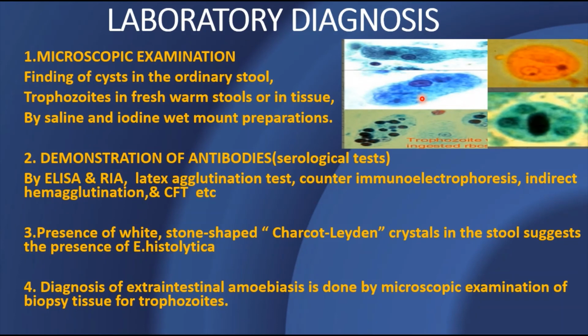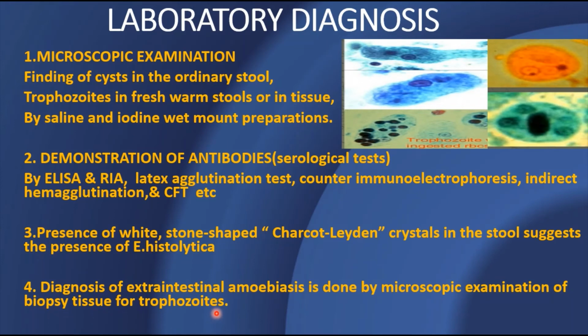Then moving to the laboratory diagnosis. The diagnosis of intestinal amoebiasis is done by microscopic examination of feces in a saline and iodine mount, that means iodine wet mount preparations, to detect both trophozoites and cystic stages. And the diagnosis of extraintestinal amoebiasis, that is liver, brain, and so on, is done by microscopic examination of biopsy tissue for trophozoites.